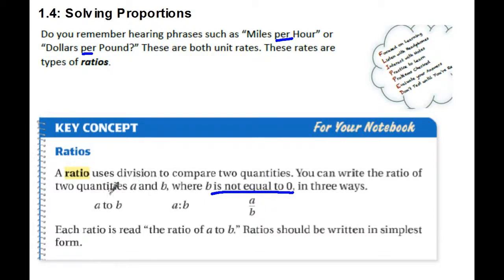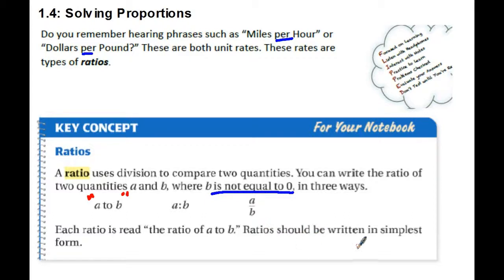All right, there are a few things you need to know about ratios. There are different ways in which you can talk about a ratio. Here you have A to B, A colon B, and then of course the most common one we're going to use is A divided by B. Each ratio is read as the ratio of A to B. So each of these examples is read as the ratio of A to B.